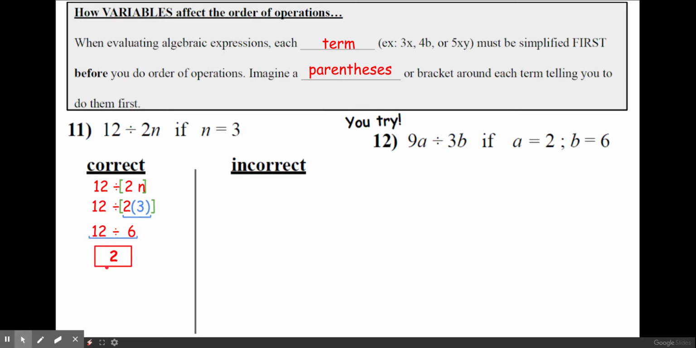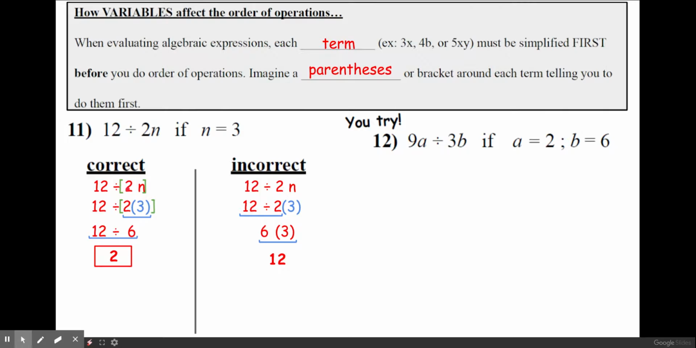Now, most people naturally do this anyway, but there are some people who stop and think, and they walk through it the wrong way. So let me show you the wrong way. If you did 12 divided by 2n, and again, you're replacing the n with 3, a lot of people say, well, wait, order of operations, division and multiplication go together. So don't you divide 12 divided by 2 first, which equals 6, and then you multiply by 3, which gets you 12? No, you're not going to do that. That's considered incorrect. So don't do it this way.